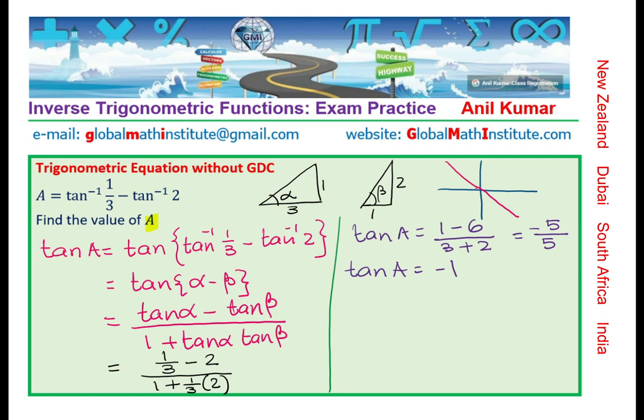And therefore, in this particular case, what should be our answer? Well, the answer should be minus pi by 4. So it's kind of important to understand that the inverse of the tan function is only valid in quadrant 1 and 4. And therefore, we'll write down A as equal to minus pi by 4. So that becomes the answer for this particular question. I hope this concept is absolutely clear.